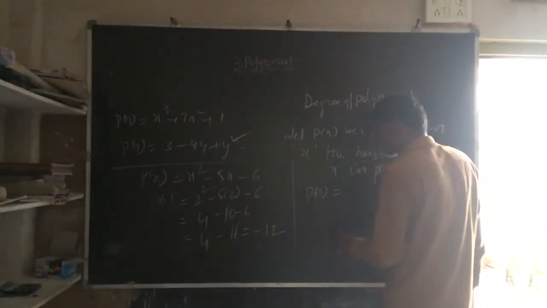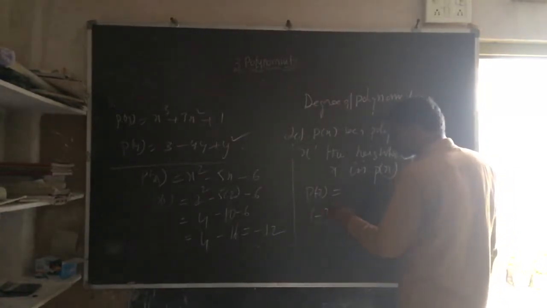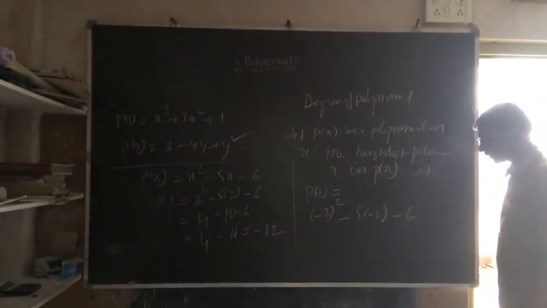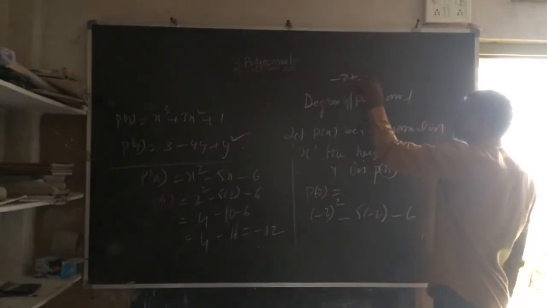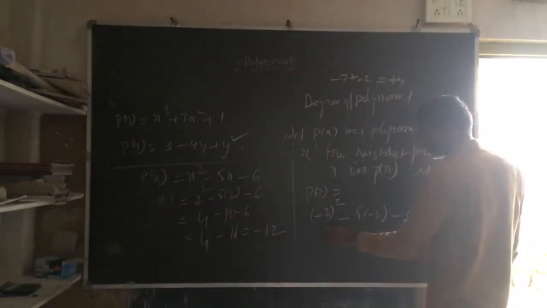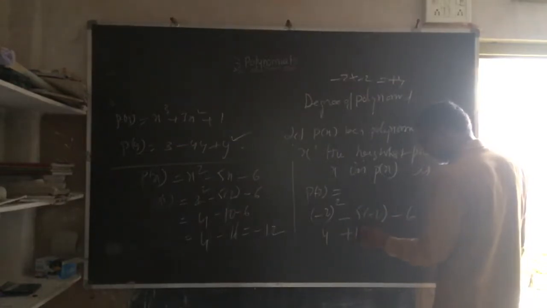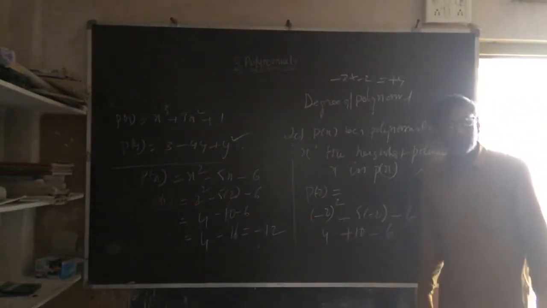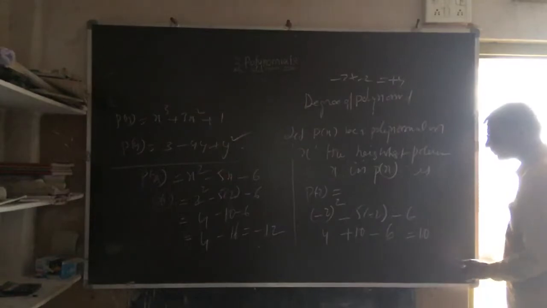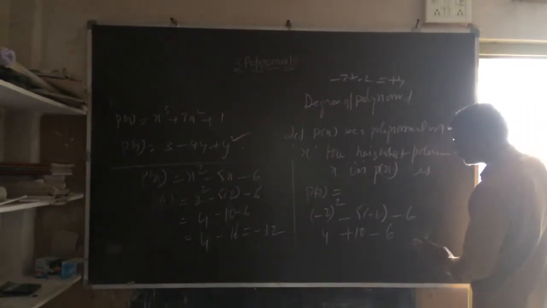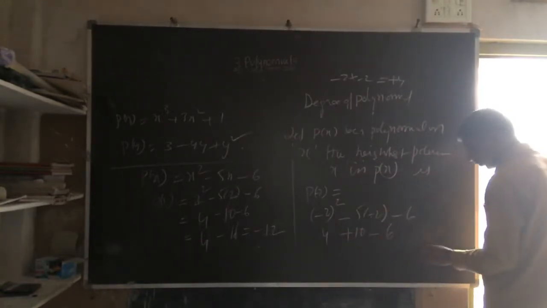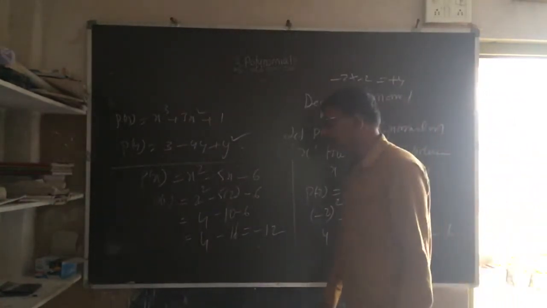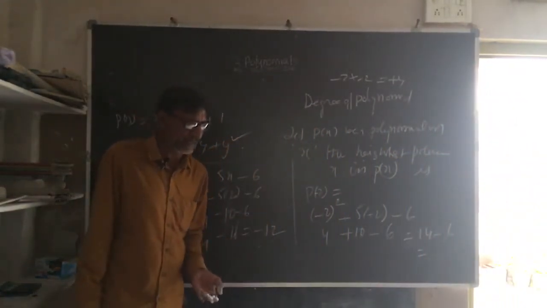Similarly, I will take minus 2. Minus 2 square, minus 5 times minus 2, minus 6. Minus 2 square is plus 4, and minus 5 times minus 2 is plus 10, minus 6. 4 plus 10 is 14. 14 minus 6, how much? 8. So similarly, we can find so many values like this.